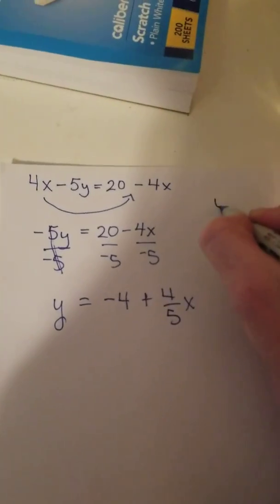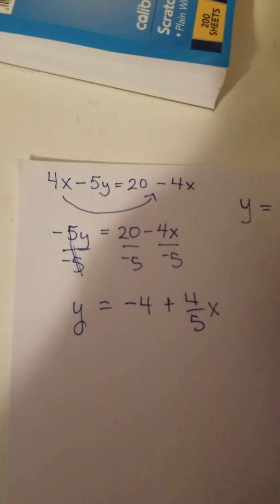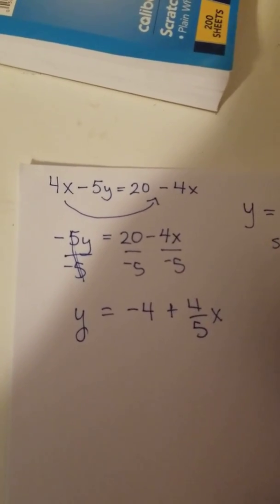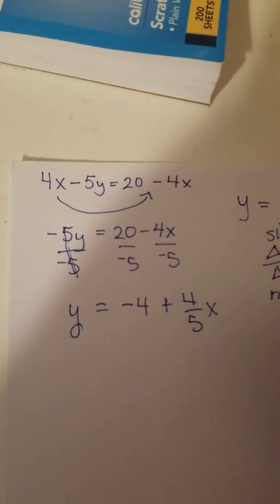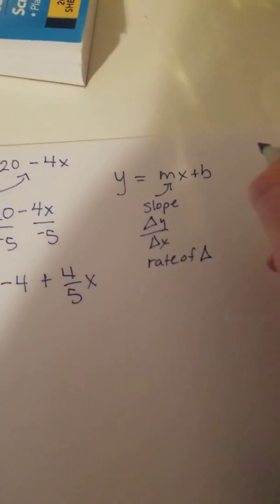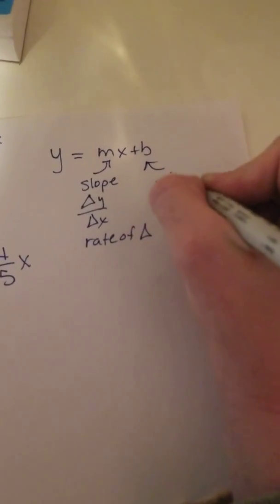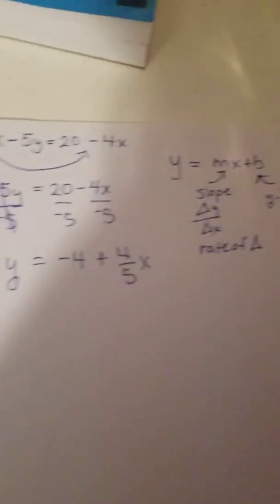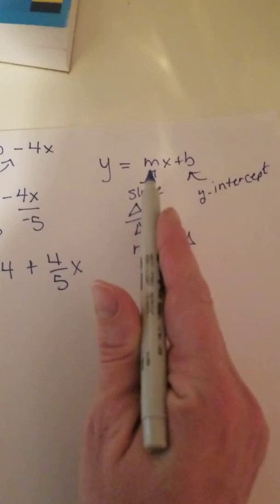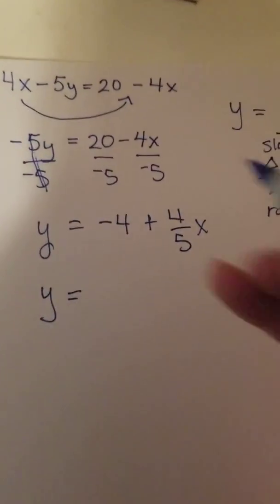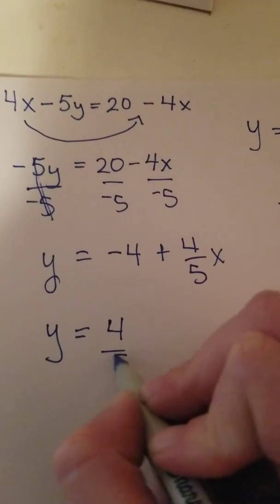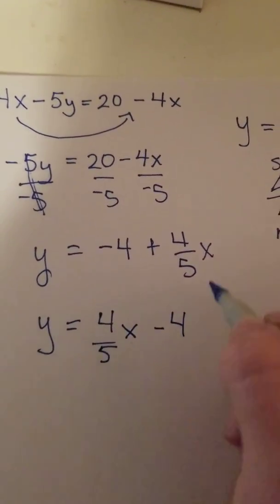Now, we want that equation to be in the form y equals mx plus b, where m is the slope, or change of y over change of x, or rate of change, slope. And b is the, I can hear y'all, y-intercept, yay. All right, so I want this equation to be in some number x plus b. So rewrite it. Y equals positive 4 over 5x minus 4. Then go back to your answers, and it is 4 over 5x minus 4.